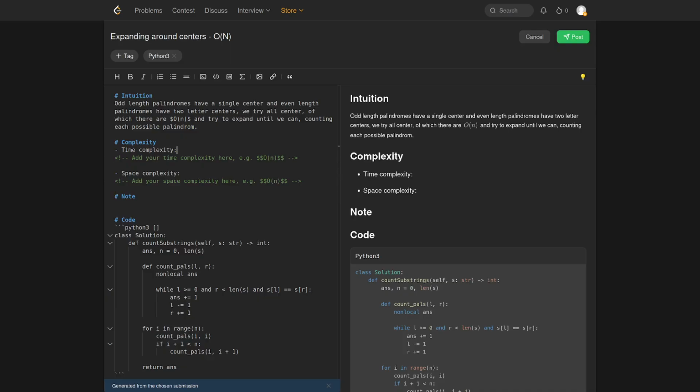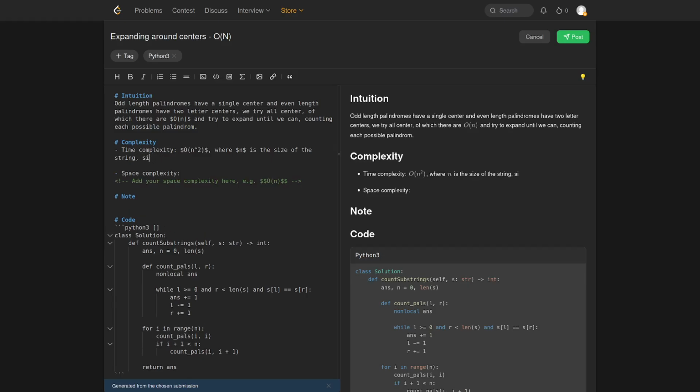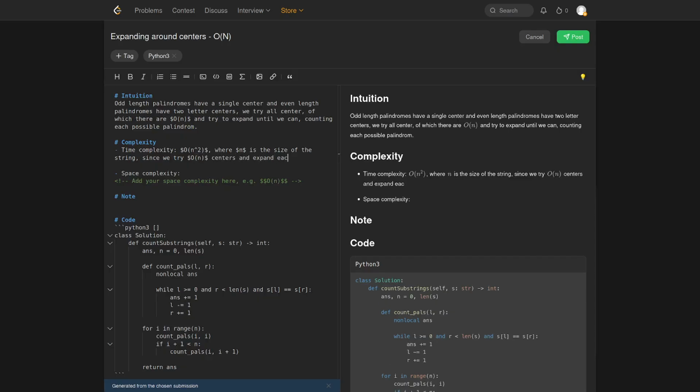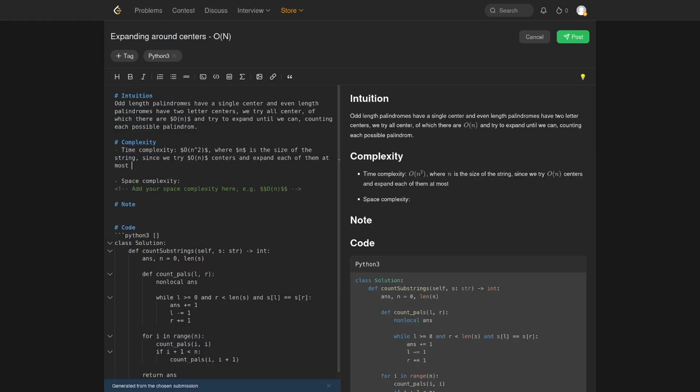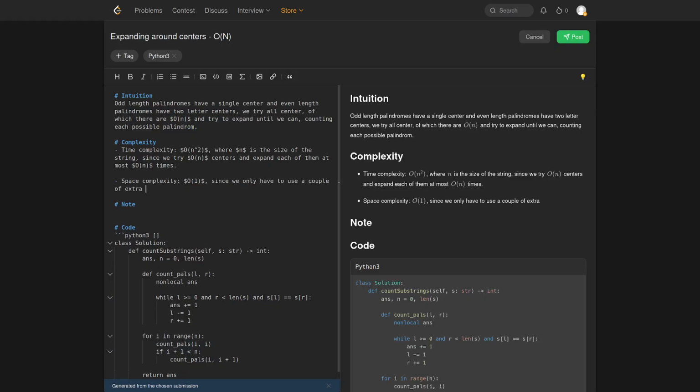Okay, let's do time complexity. So O(n squared), where n is the size of the string, since we try O(n) centers and expand each of them at most O(n) times. Space complexity O(1), since we only have to use a couple of extra variables.